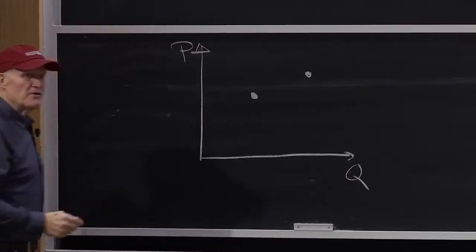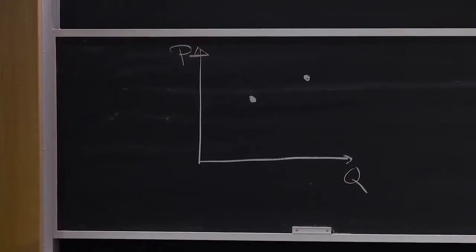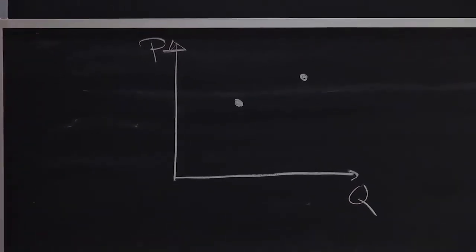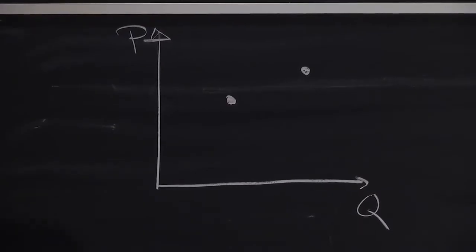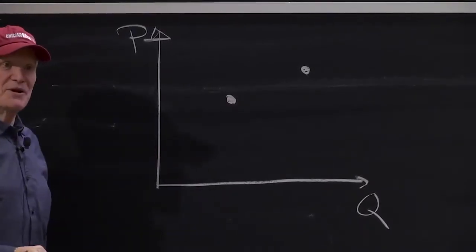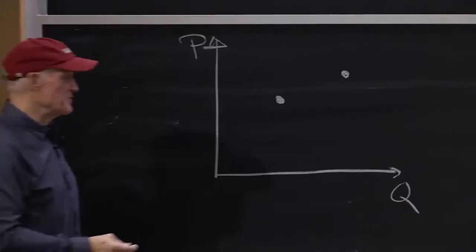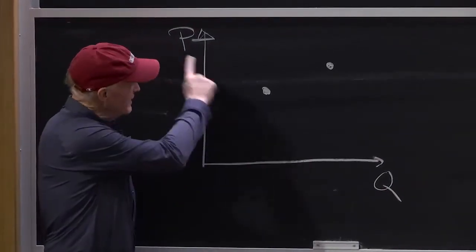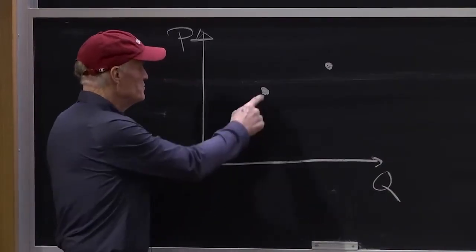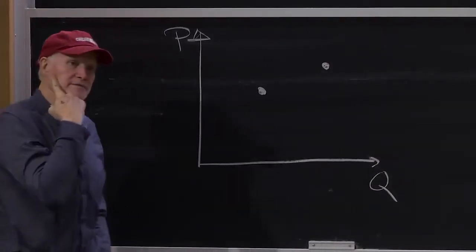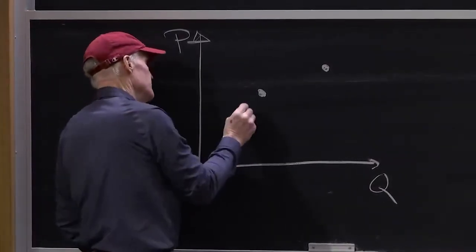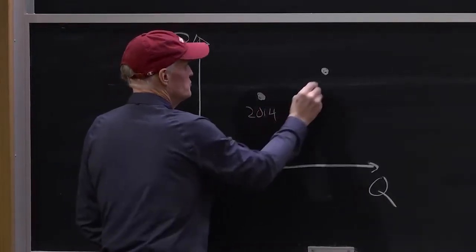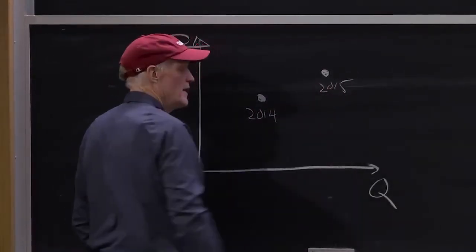This is like embarrassing. This is like Econ 0 or something. To be doing this in a graduate course is somewhat embarrassing, but I'll do it anyway. So this is quantity and price, and these are 2 points, okay? Maybe this is 2014 and 2015. All right?